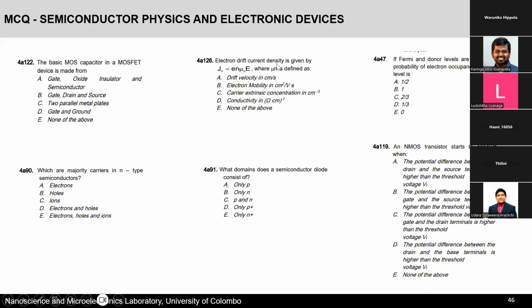Electron drift current density is given by this equation, right? Where mu n is defined as, right? So n is the concentration of electrons or holes in a particular semiconductor, and mu is the electron mobility. When you multiply them, what you actually get is the drift velocity, we call it. Okay, an NMOS transistor starts to conduct when VGS is greater than VT, right? So the potential difference between gate and the source terminal is higher than the threshold voltage. So the answer should be B.